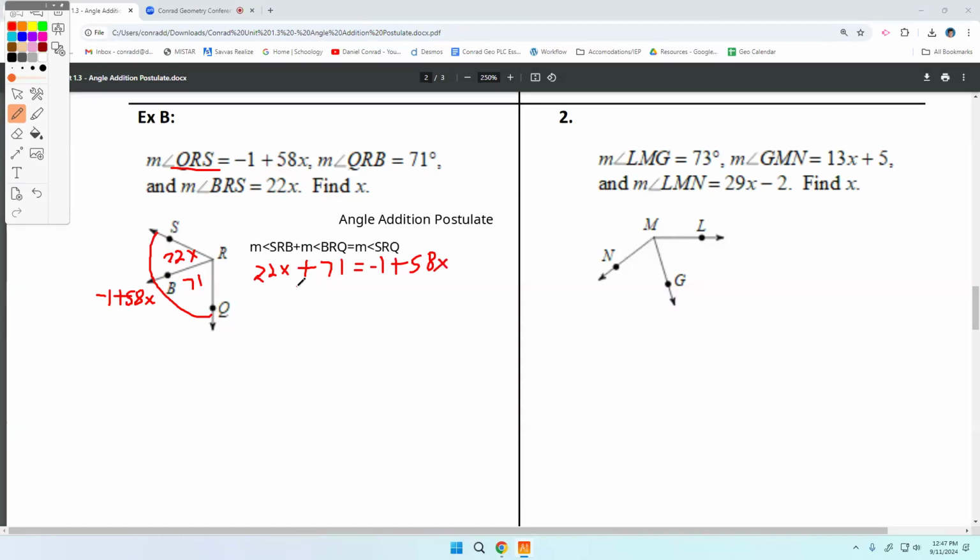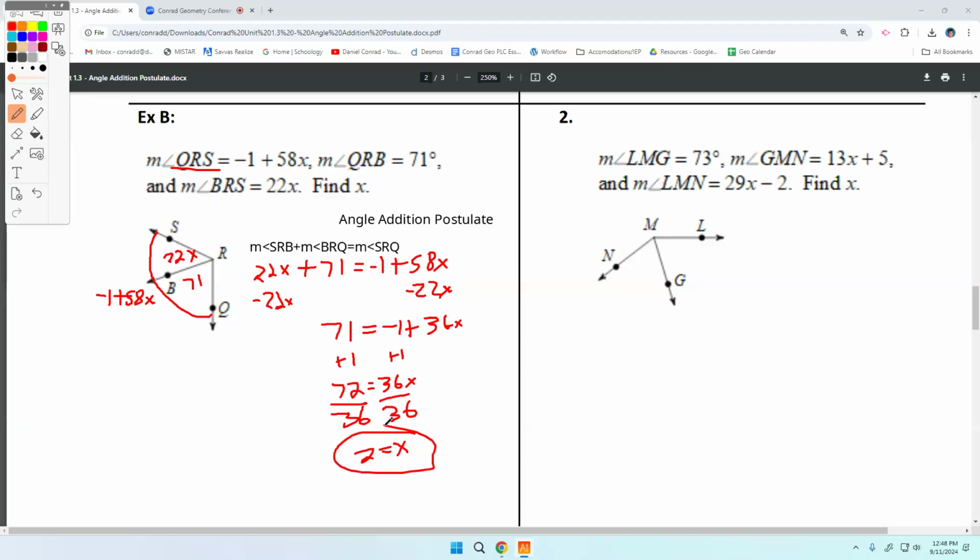All right, we can't combine like terms on either side, so we're going to start off by subtracting 22x on both sides. So I get 71 equals -1 plus, this would be 36x. I'm going to add 1 to both sides. So I have 72 equals 36x. I divide by 36 on both sides. And I get x equals 2.